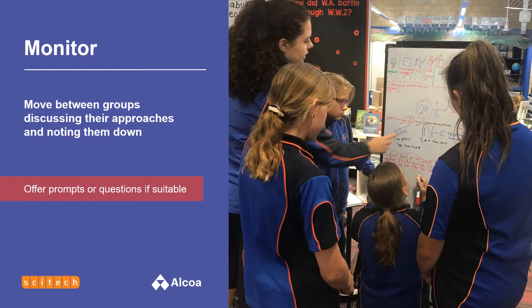Now, after having launched the lesson, during the lesson, we monitor, which means we move between the groups while they're working at their whiteboards, and we talk to them about what they're doing and look at their work. We make notes about which groups have used which of the strategies we predicted and which groups, if any, have used strategies we didn't predict at all. And then we will offer prompts or questions based on what we anticipated usually to help them move forward or get back on track.